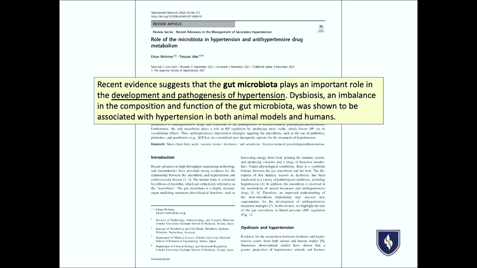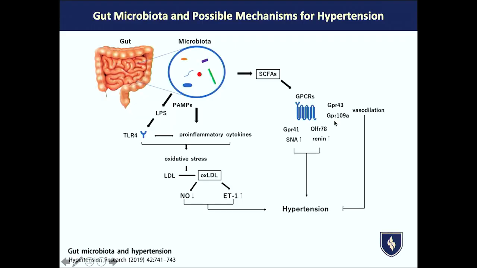Now, as we shift from atherosclerosis more into hypertension, there's been lots of studies looking at the gut microbiota and its role in hypertensive disease. This is a review paper that goes into that. Recent evidence suggests that gut microbiota plays an important role in the development of pathogenesis of hypertension. Dysbiosis, an imbalance in the composition and function of gut microbiota, was shown to be associated with hypertension in both animal models and humans. Here you can see the microbiome, and you can see that there's different inflammatory mediators that are released that impact the oxidized LDL that can lead to hypertension.